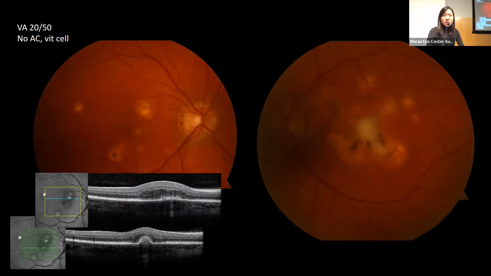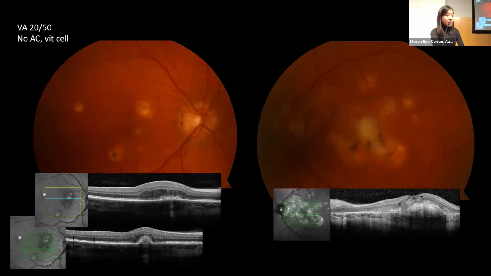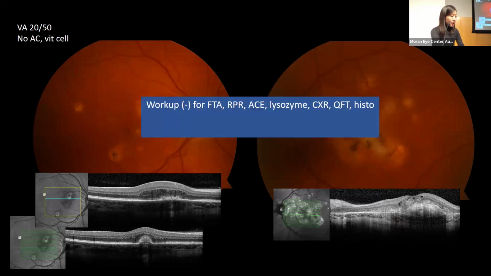In the left eye, the vision was stable at 20/20. There was no anterior vitreous inflammation. There is an old CNVM with subretinal fibrosis and overlying cysts. Workup for syphilis, sarcoid, TB, and histo were sent and negative.